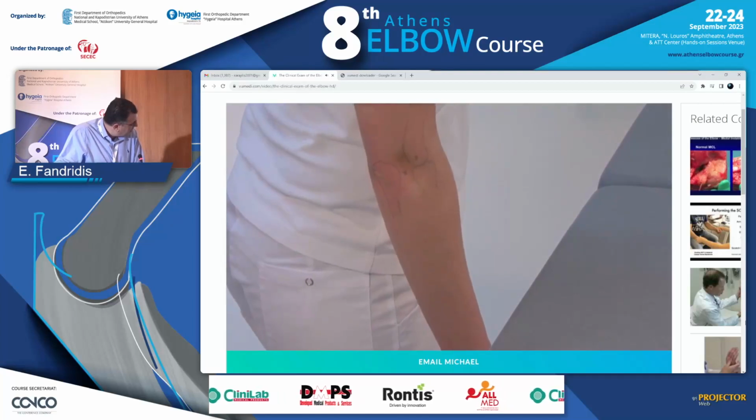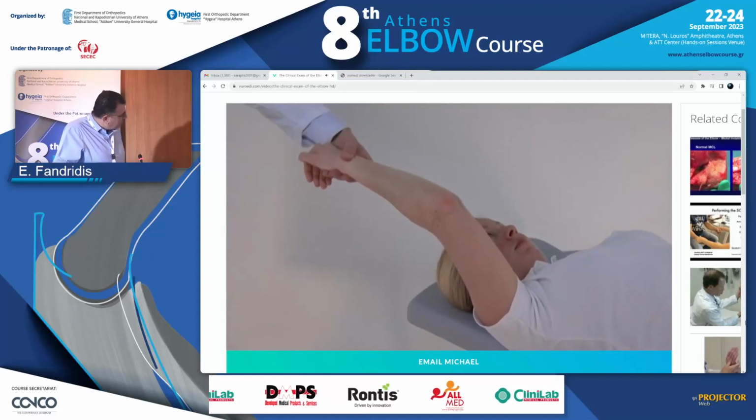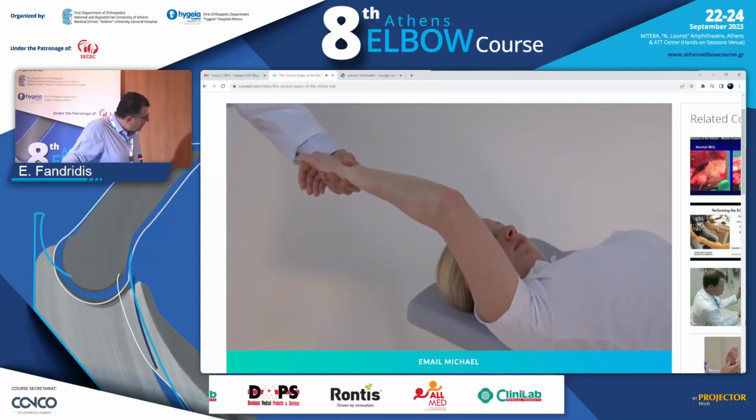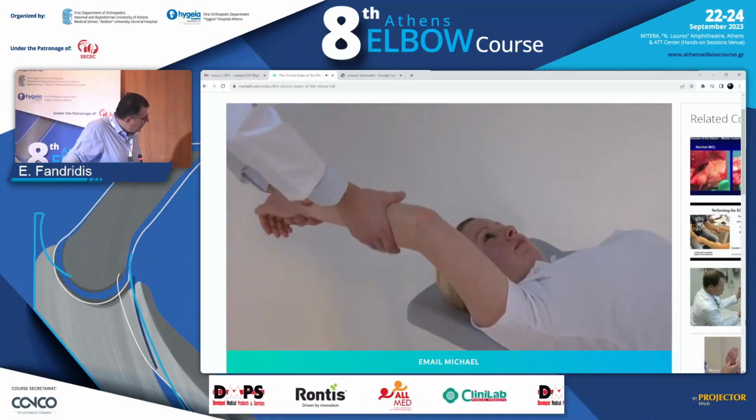Yeah, you see the soft spot, you see the radial head there. Okay, so this is also the apprehension test. This is for posterolateral instability. We're on the apprehension test.